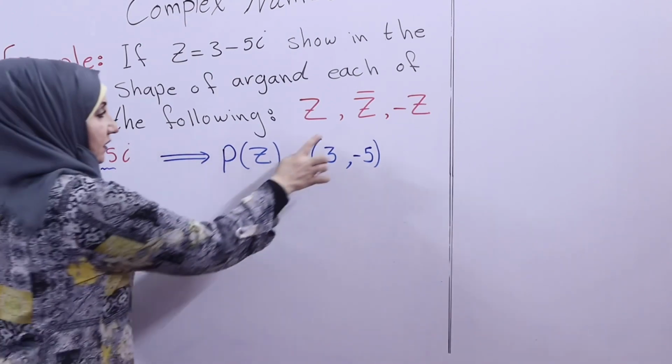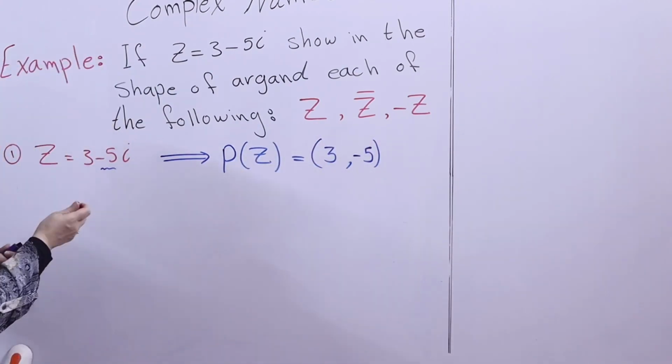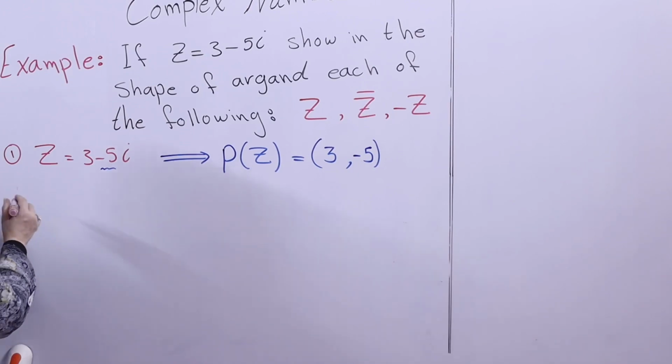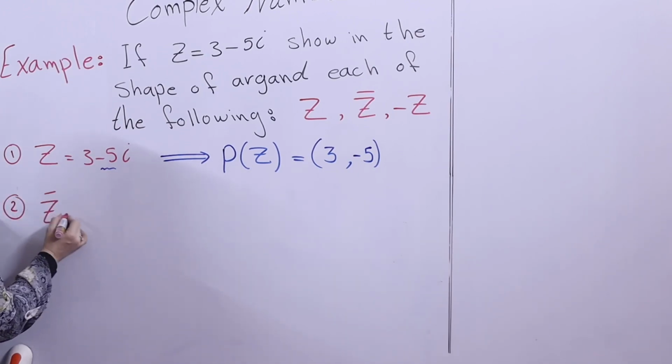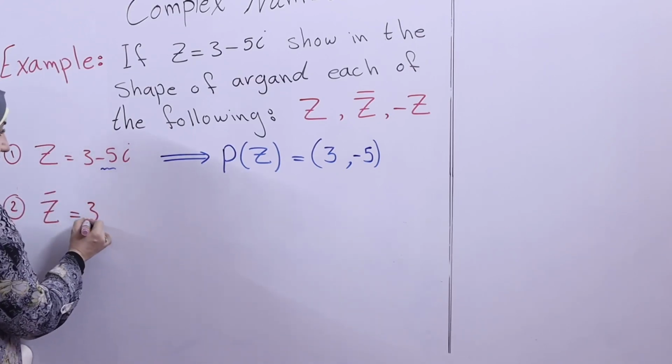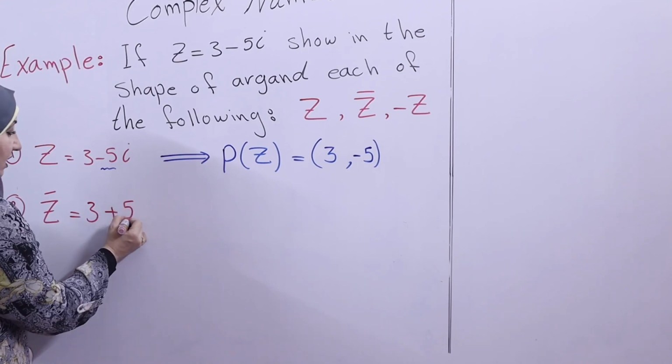The second point we want to represent will be the conjugate of Z. The conjugate of Z is 3 plus 5i.